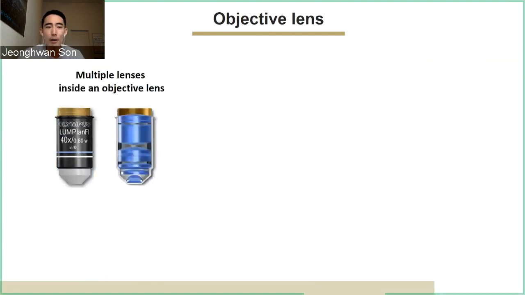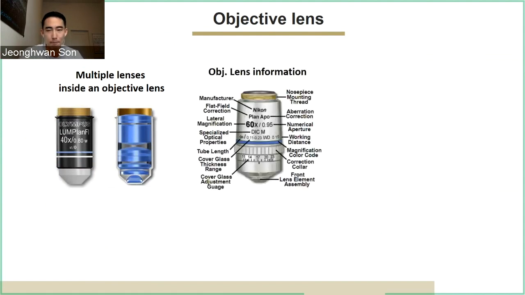Finally, what about objective lens of microscopy? Inside an objective lens, there are multiple of lenses acting like a single lens. Then how do we differentiate objective lens among others? Simply, most information are written on the cover of the objective lens itself. Magnification, numerical aperture, and immersion media, etc.